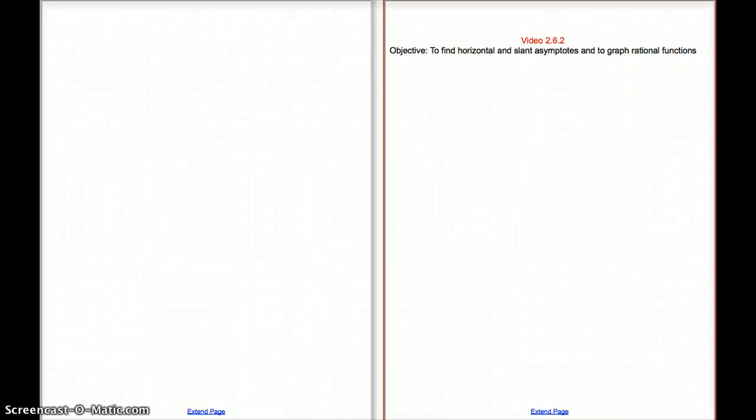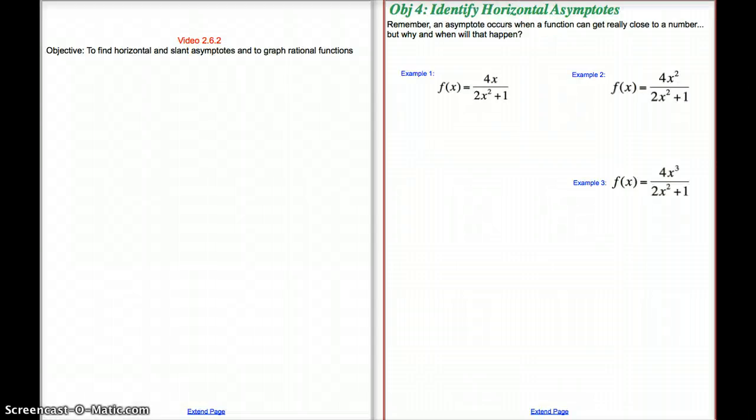This is video 262, and the goal here is to find horizontal and slant asymptotes in order to graph rational functions. So in class we talked about horizontal asymptotes. Remember, horizontal asymptotes are really looking for what happens as x shoots off to infinity. What happens to the graph? That's what we're looking for, because we're looking for if there's a boundary, if there's a point at which y can't get any bigger when x gets large, or maybe y can't get any smaller when x gets large.